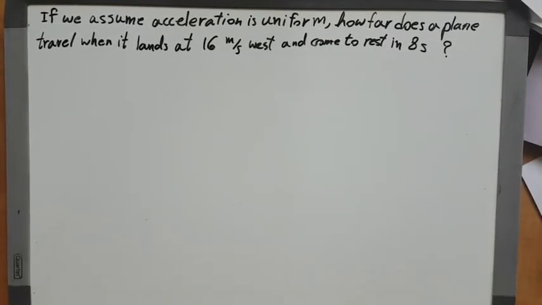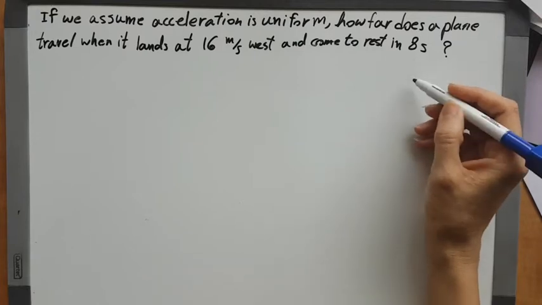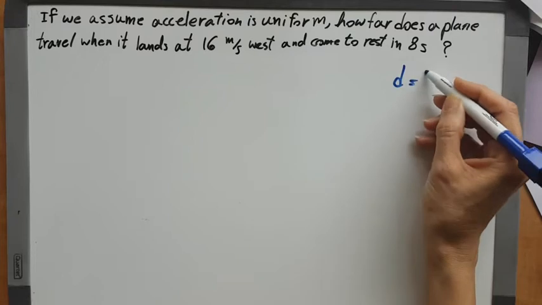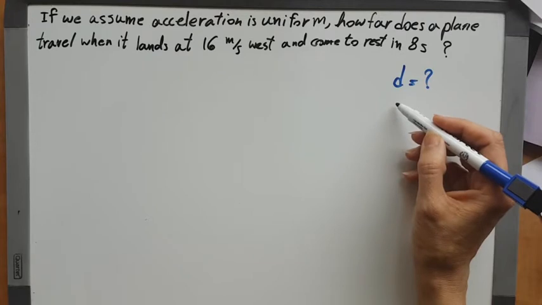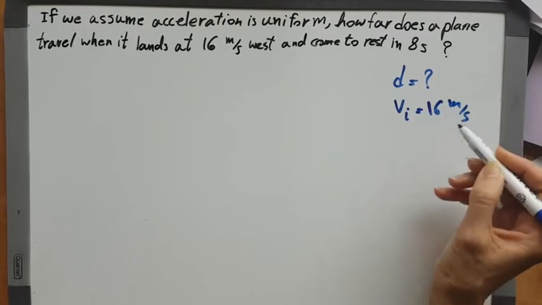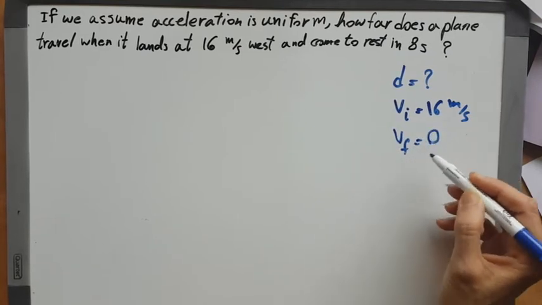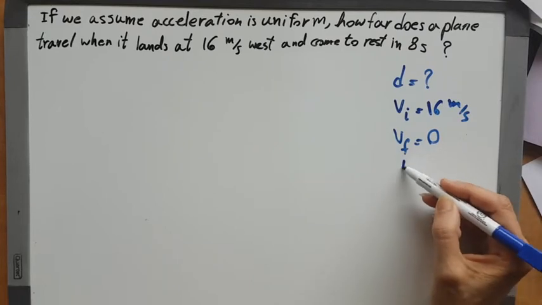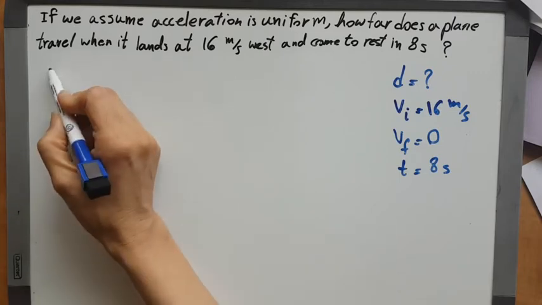Okay, now let's solve it together. The acceleration we don't know, but how far does the plane travel? We are looking for displacement. It lands at 16, so this was the initial velocity, 16 meters per second, and it comes to rest, so of course the final velocity is 0, and the time is 8 seconds. In order to find d, we can use this formula.